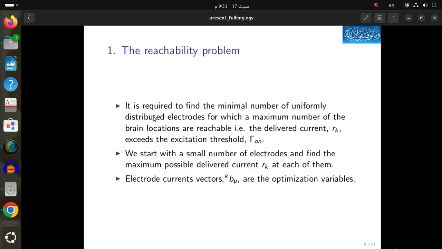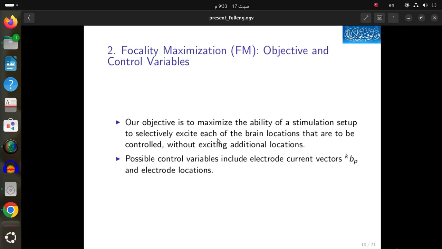The second problem we discussed is the focality maximization problem. By focality, a stimulation setup is called focal if it can excite any desired location alone, selectively, without exciting its neighboring locations.